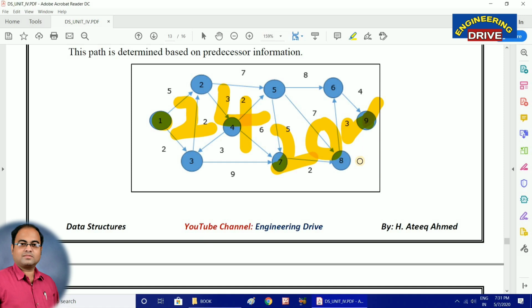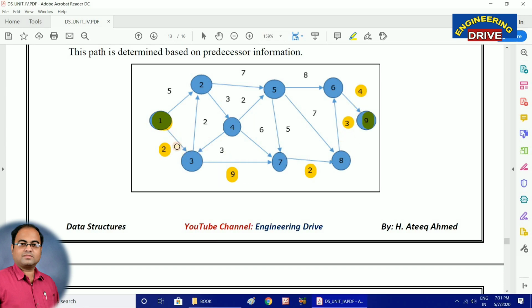The shortest path is nothing but the path on which all the edges produce the least cost. If the edges produce the least cost when you add the cost of all the edges, then that is termed the shortest path. So Dijkstra's algorithm does not count the vertices to find the shortest path. Dijkstra's algorithm counts the cost associated with the edges. It will add all the costs: 2 plus 9, 11, plus 2, 13, plus 3, 16, and plus 4, 20.